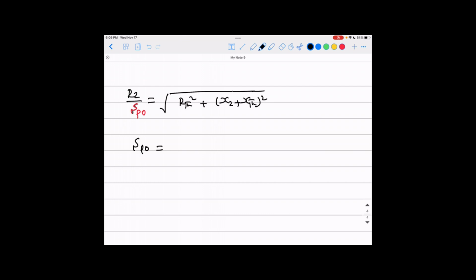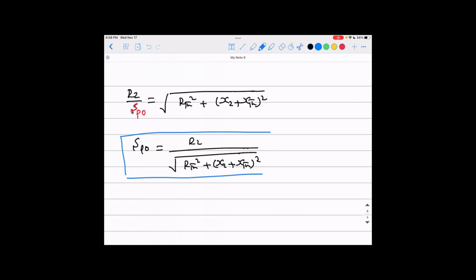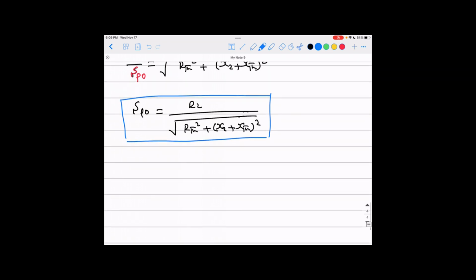to equal R2 divided by the square root of R Thevenin squared plus X2 plus X Thevenin squared. That's a very important relationship to keep in your mind. That is the slip at the pull-out torque.